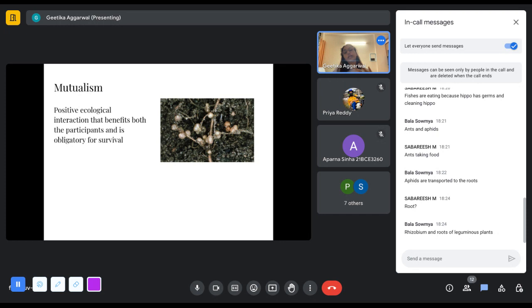And as you would all know, the rhizobium provide nitrogen and the roots or the plant provide them nutrition and a place to stay, right? So they are getting food and a place to stay, and in turn the plant is getting nitrogen, which it cannot directly use from the atmosphere. It needs nitrogen in the fixed form, and these rhizobia fix it for the plant and provide it.